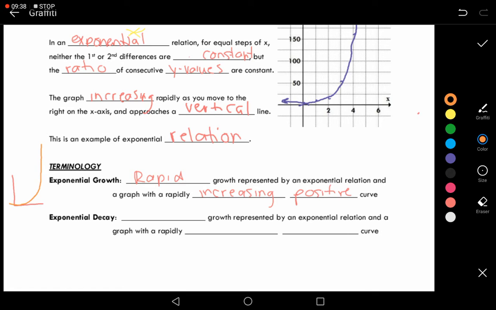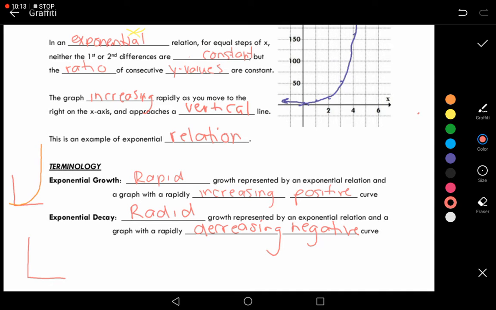On the other hand, we could have something called exponential decay. This one is represented by an exponential relation, but the graph is rapidly decreasing. It's what we call a rapidly decreasing negative curve. Those are going to look a little bit different than the one I drew above.